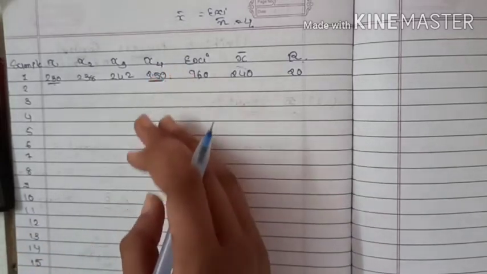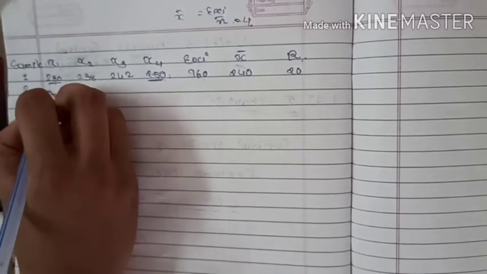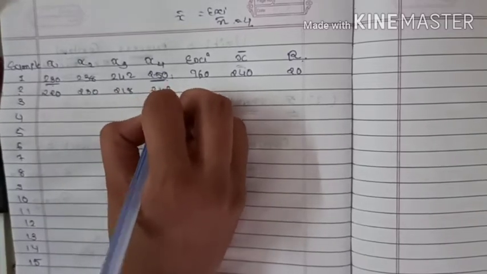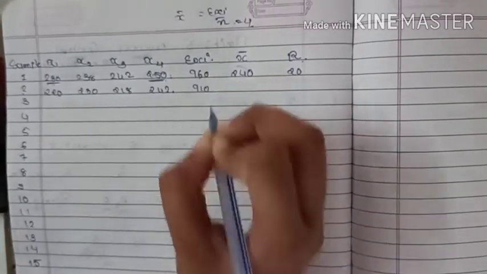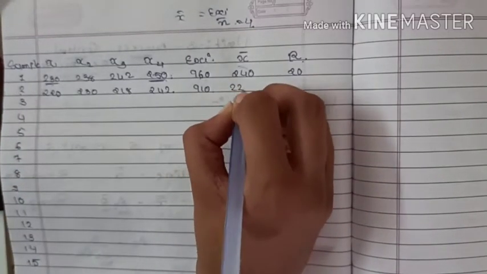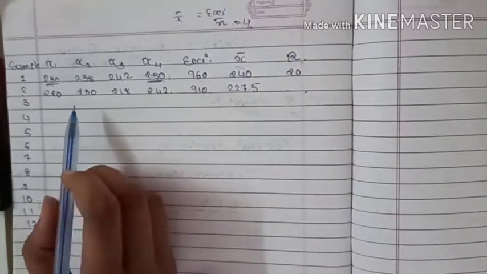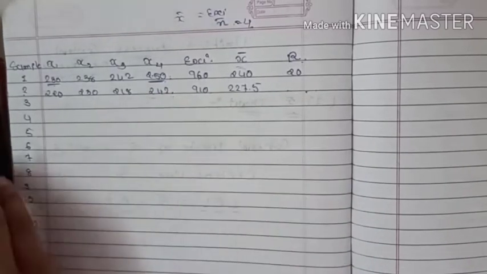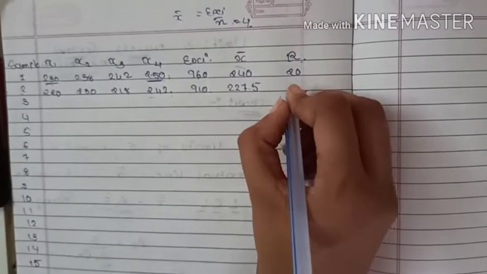Right? The same thing we have to do for all the 15 samples. Let's start with sample number 2: 220, 230, 218, 242. Let's total this, sigma xi. The total is 910. Right? 910 divided by 4, it will come 227.5. And range: highest value minus lowest value. The highest value is 242 and the lowest value is 218. It will come 24.